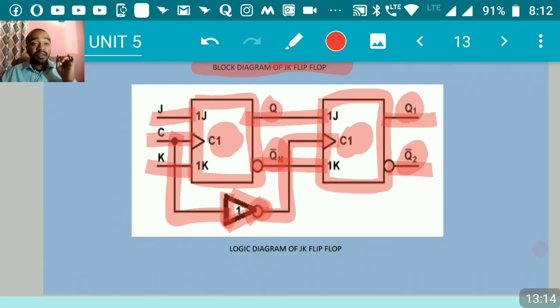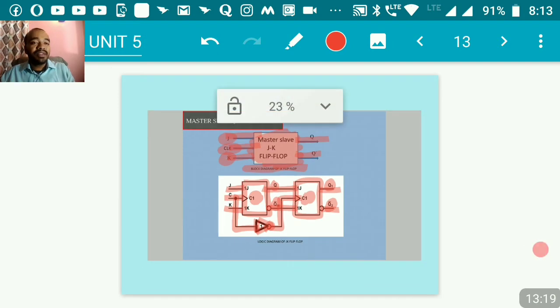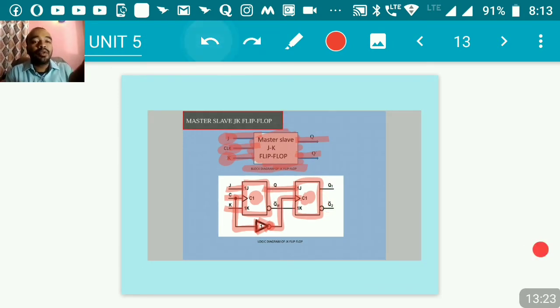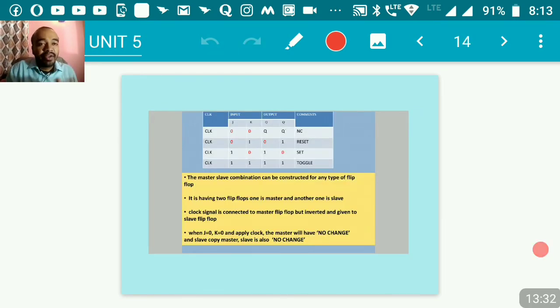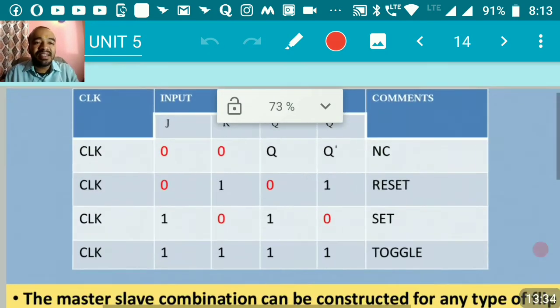Now we shall go about understanding the truth table of the same. Let us go to the truth table slide. Before going to the truth table slide, let me just erase all these parts that I have mentioned over here, so as to maintain the cleanness of the slide. Then we go to understand the truth table of the master slave JK flip-flop.